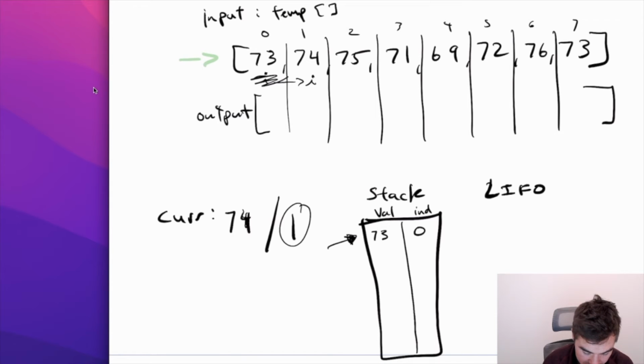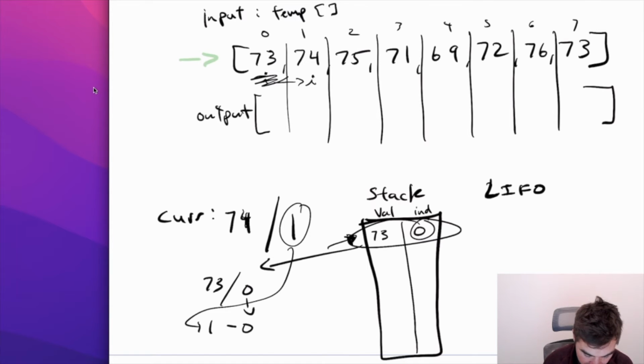How do we know how many days it's been? We take this index and subtract it by this index that was in the stack. So we pop this guy out of the stack. Now we have 73 and that index of 0. Then we say 1 minus 0, that's how many days it's been. So then we put a 1 right there. And then we keep doing that through the whole algorithm.